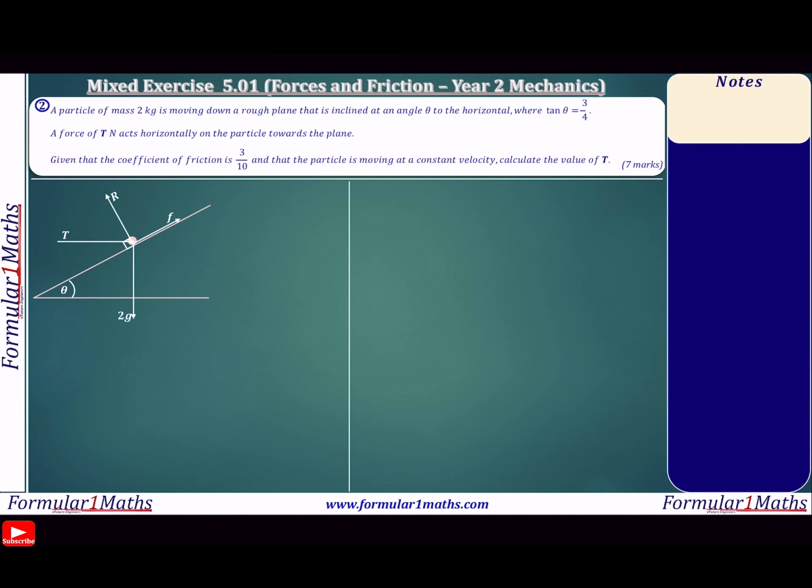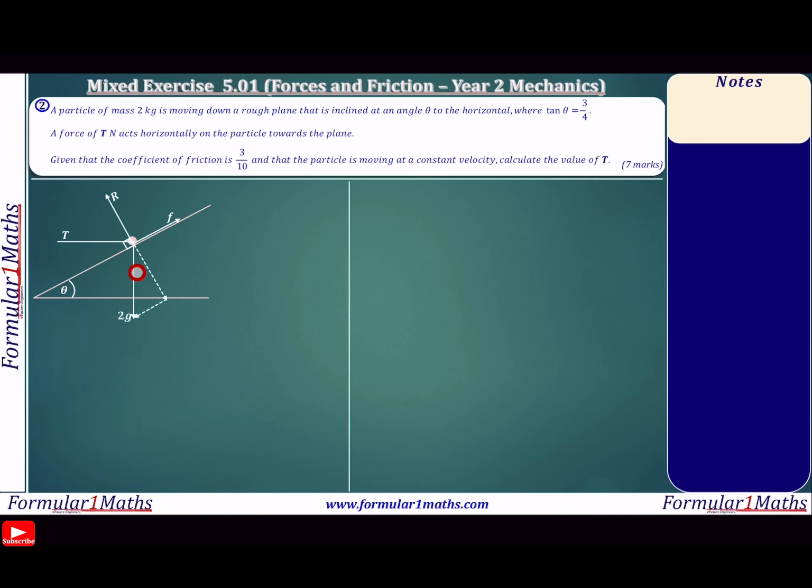We now have to resolve all the forces that are neither perpendicular nor parallel to the plane. We do not have to resolve the frictional force F because it's already parallel to the plane, and we do not need to resolve R because it's acting normal to the plane. So the two forces that we're going to resolve are the 2g newton force and the T newton force. We can resolve the 2g newton force as follows, perpendicular to the plane and parallel to the plane.